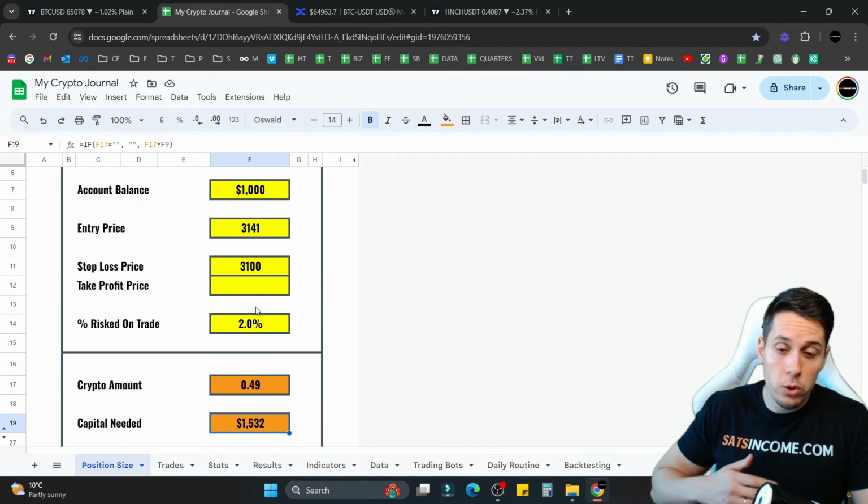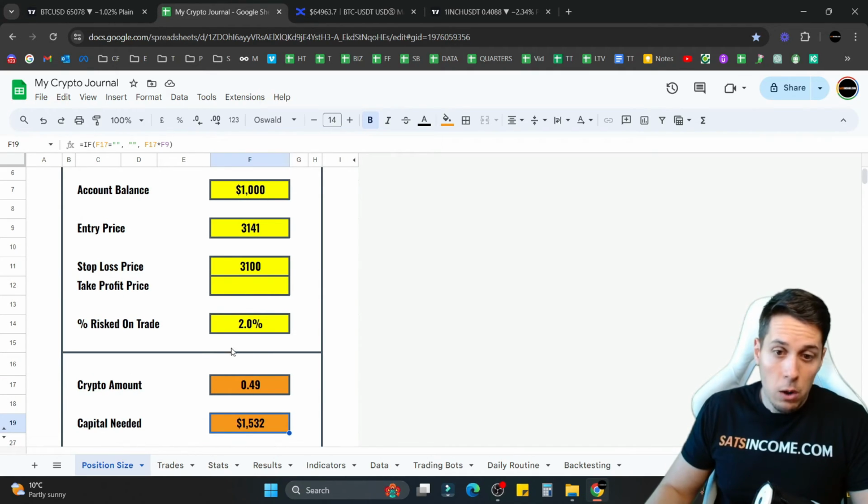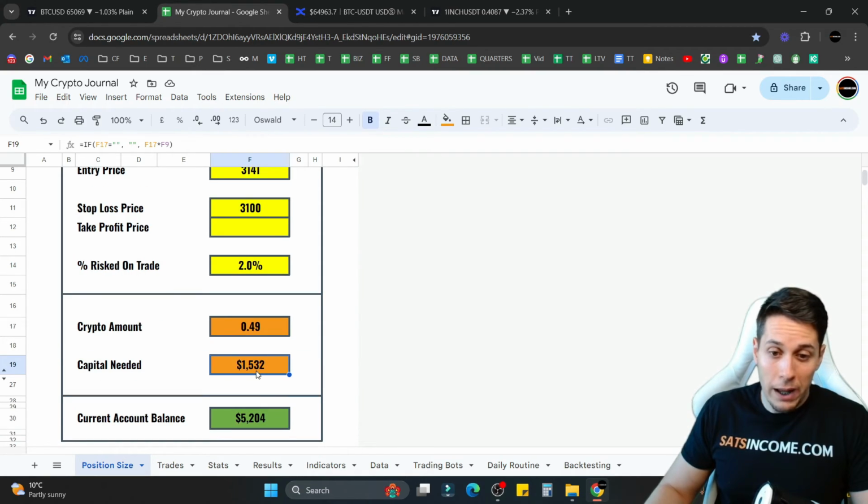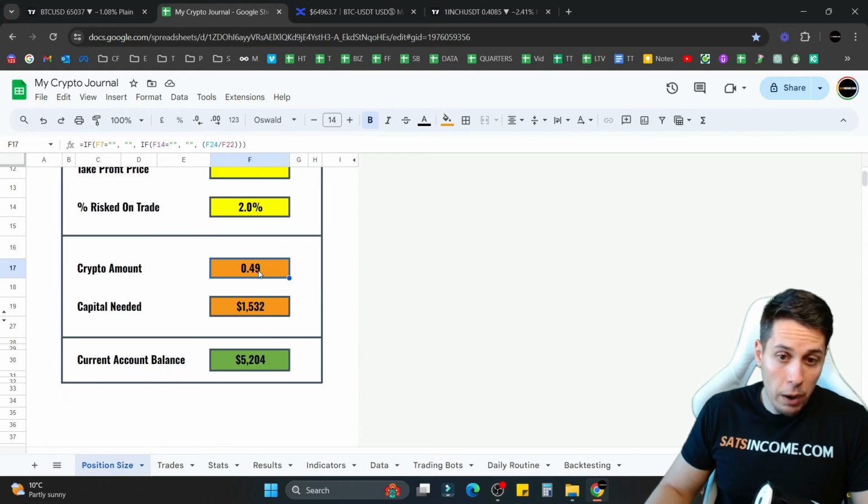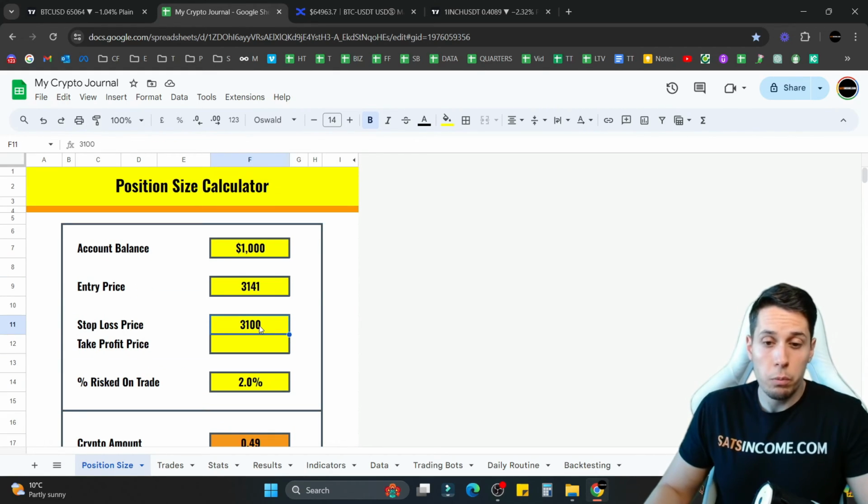You can do it in futures, you can do it in cross margin or isolated margin, right? Or if you don't want to borrow, just lower your risk per trade. So you buy Ethereum for $1,132, or you buy 0.49 Ethereum, right? That's why we have here the capital needed in dollars and the crypto amount, right? Because on some exchanges you can't add the dollar amount, you have to add the crypto amount, so you can just use this number. So you buy almost half Ethereum, and then of course you place your stop loss.